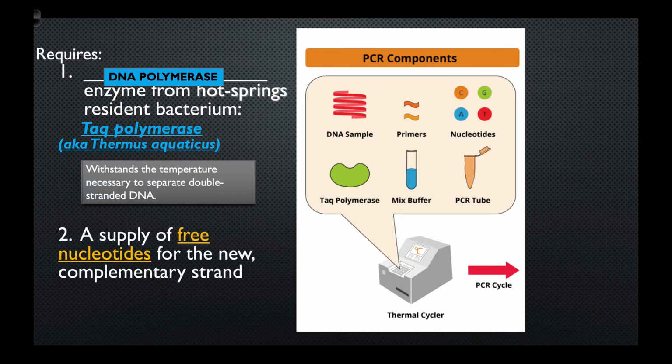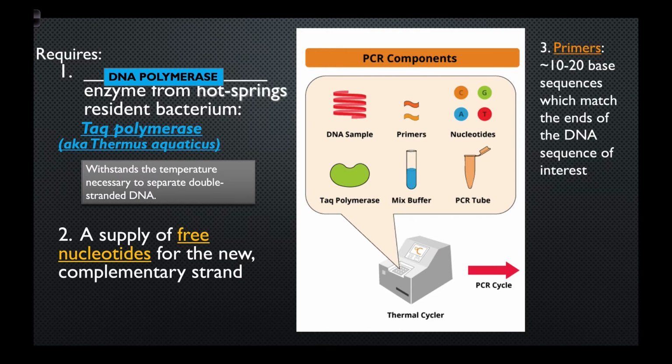Number 2, we're going to need a supply of free nucleotides for the new complementary strand. So what's going to happen if we are creating more DNA from just a little bit? We're going to need a whole lot of A's, T's, C's, and G's to help us with that process. So we'll acquire a lot of nucleotides that we can add to our mixture so it can go ahead and start building new DNA molecules.